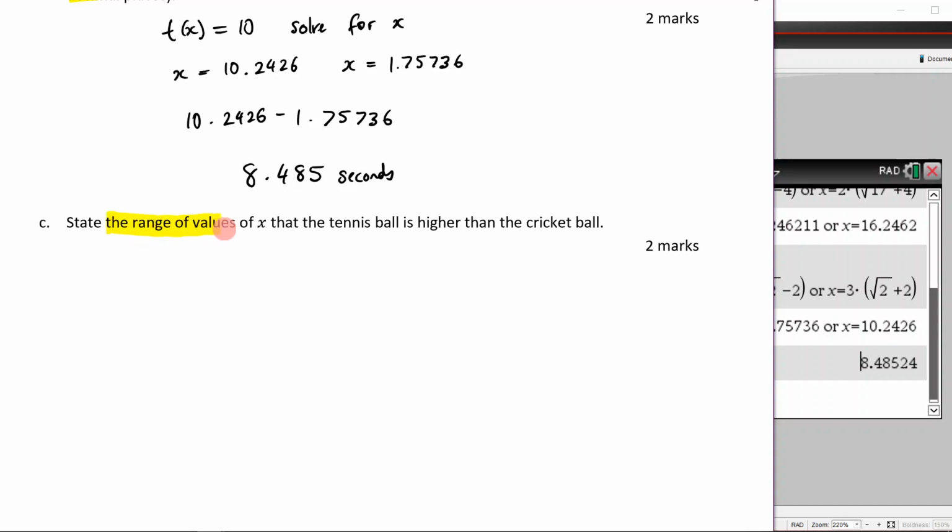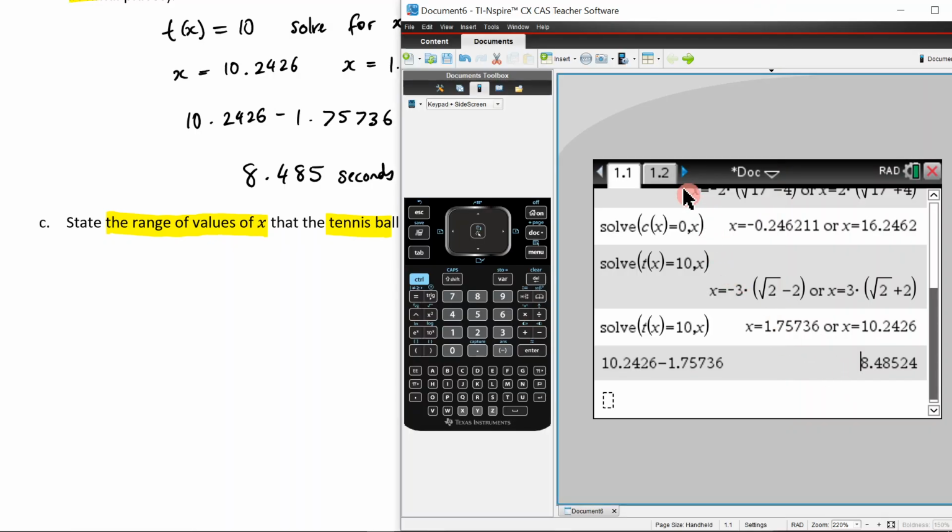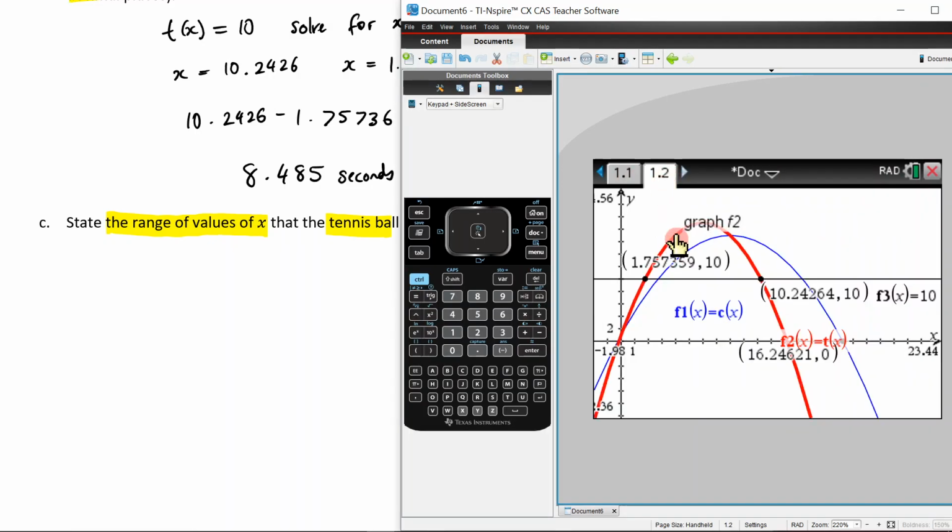state the range of values of x that the tennis ball is higher than the cricket ball. So if I come here and I come here again, I know that my tennis ball is the red line and my cricket ball is this one. I want to figure out for how long the tennis ball is higher.